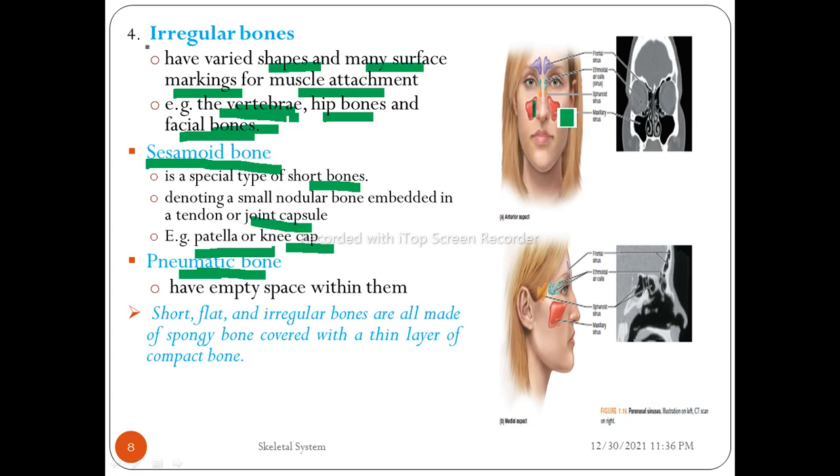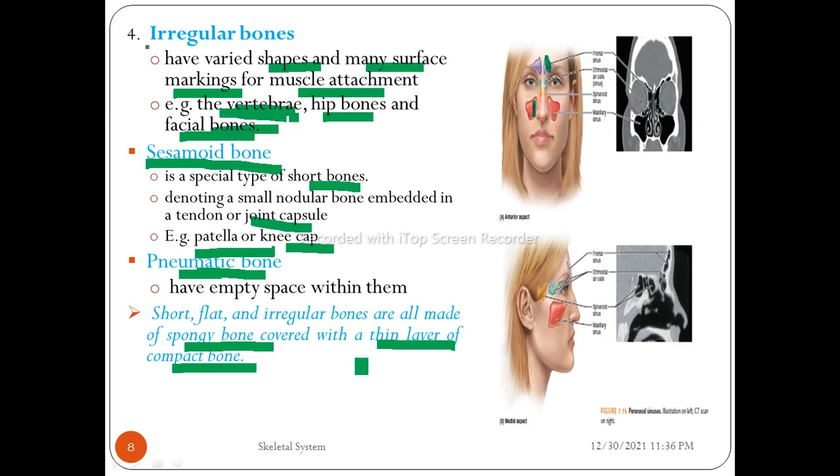So an example is the maxillary bone, and this is also the frontal bone, which has the frontal sinus. So the frontal sinus is also one example of pneumatic bone. Short, flat, and irregular bones are all made of spongy bone, covered with a thin layer of compact bone. Whereas in the case of long bones, the compact bone is a hard, thick layer.